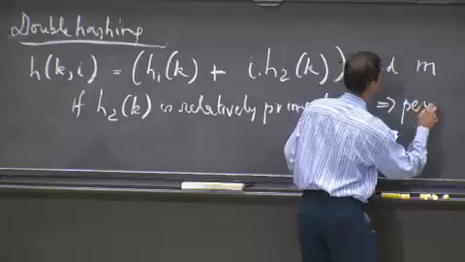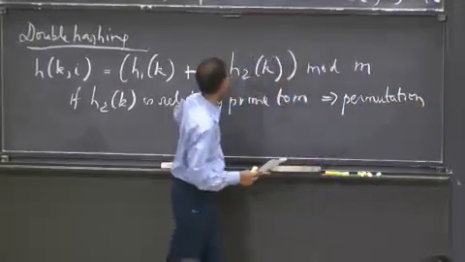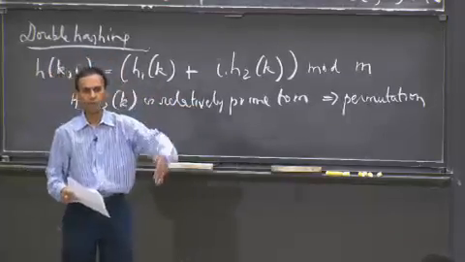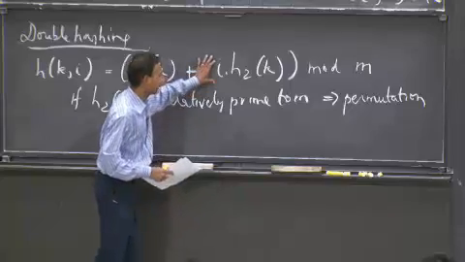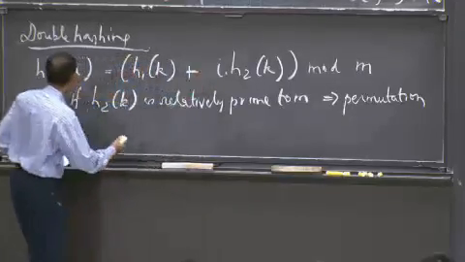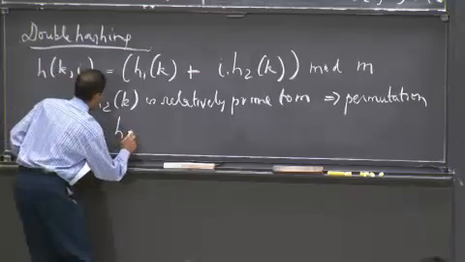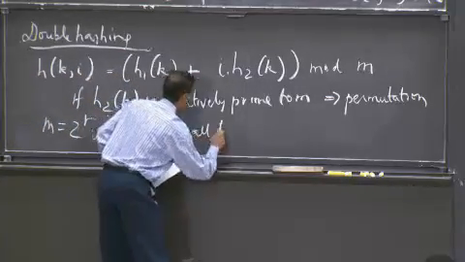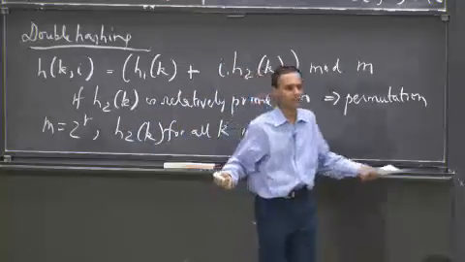that implies a permutation. It's similar to what we had before. You're multiplying this by i, which keeps increasing, and you're going to roll around. All right? I mean, you can do a proof of it, but I'm not going to bother. The important thing here is that you can now do something as simple as m equals 2 raised to r, and h2(k) for all k is odd. And now you're in great shape.